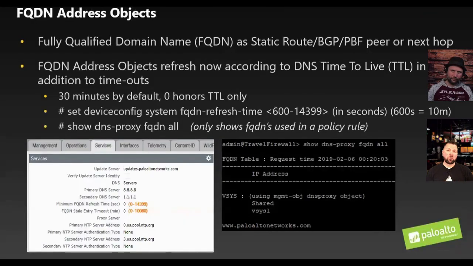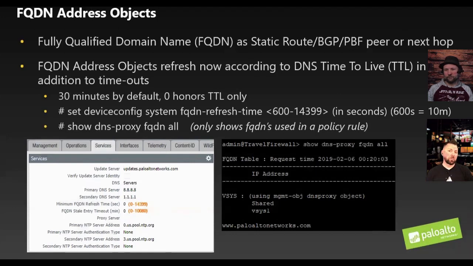Now you can summarize all that up into an FQDN address object, making your configuration of your policy rules much, much easier. Something that's changed, however, in PAN-OS 9.0 is we're now respecting the time to live value that comes with a DNS response. So when I make a DNS query, I get a resolution back, and it has a time to live value.